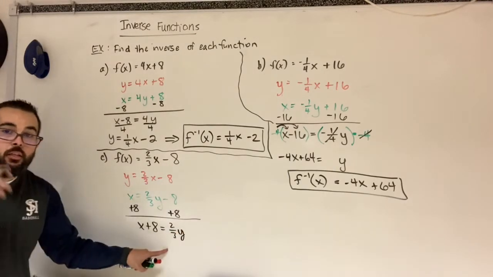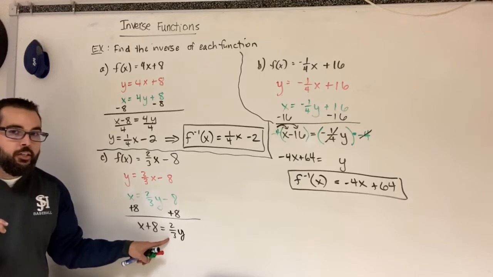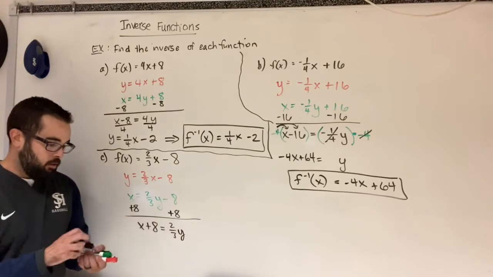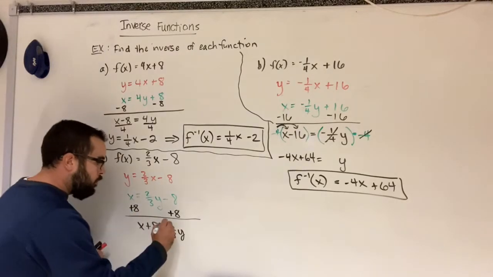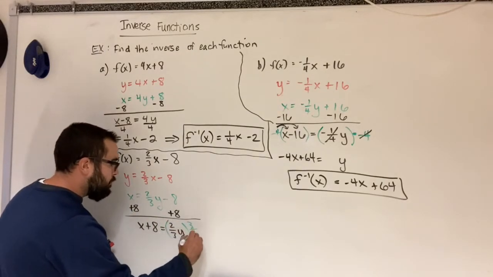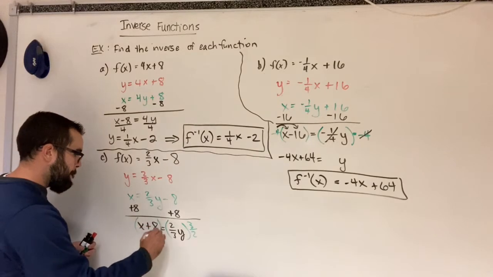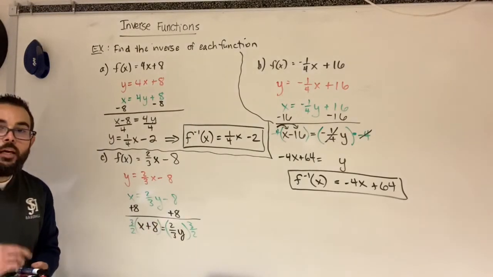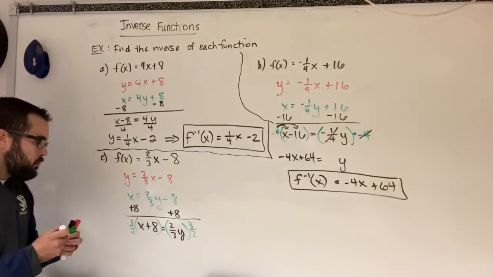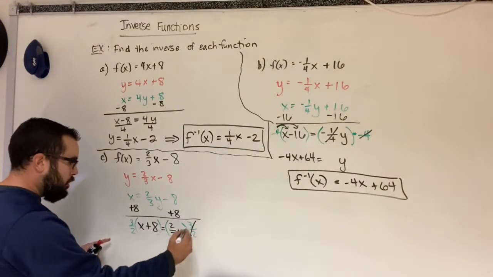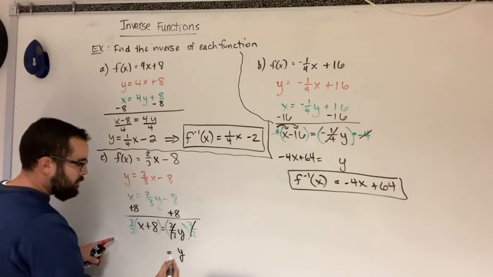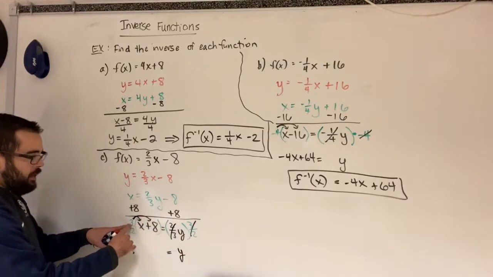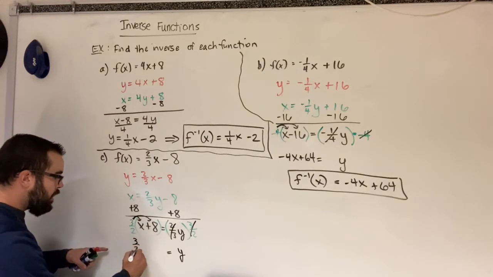Again, I have a fraction. So I'm not going to divide by a fraction. I'm going to multiply by its reciprocal. So the reciprocal of 2/3 is 3/2. So what I'm going to end up with, these cancel, so I've isolated y. Now I need to distribute here. 3/2 times x is 3/2 x.